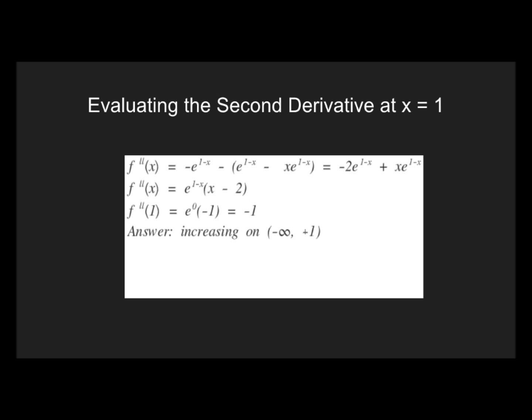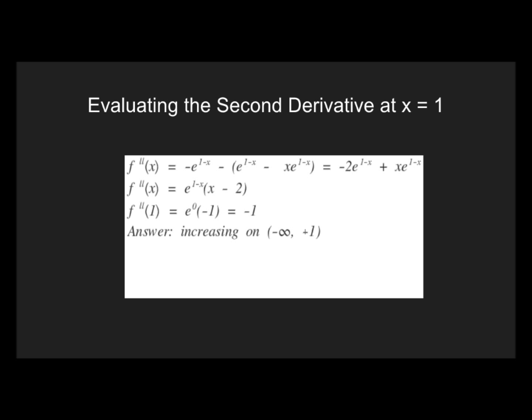When we simplify, we find that the second derivative is equal to negative 2 times e to the 1 minus x plus x times e to the 1 minus x. Once again, we can pull out an e to the 1 minus x and get the second derivative is equal to e to the 1 minus x times x minus 2. Now let's evaluate the second derivative when x is equal to 1. We find that the second derivative is then equal to e to the 0 times negative 1, which is equal to negative 1.